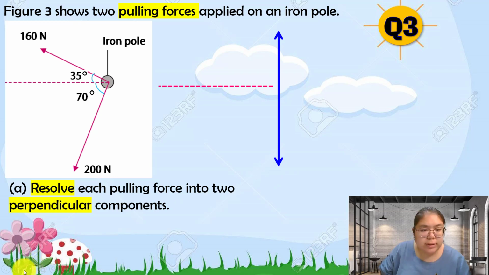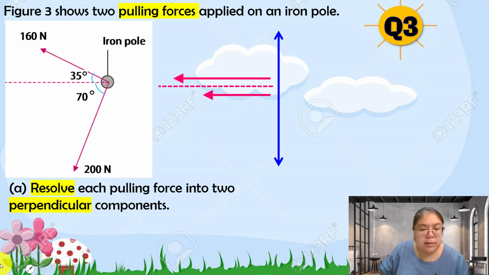Okay, then we go to the next part. The 35 degrees with 160 Newton can be resolved into the Fx. This Fx is horizontal, going to the left hand side. Another one also goes to the left hand side, the 200 Newton, 70 degrees. Later we will see which one is bigger. Now you can see the two arrows are the same direction, so later we need to plus them together. Then you can see the Fy is in opposite directions, so later we need to minus.